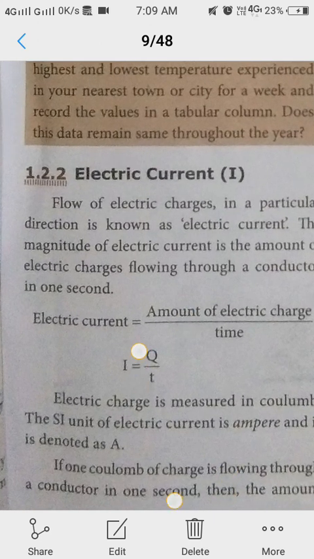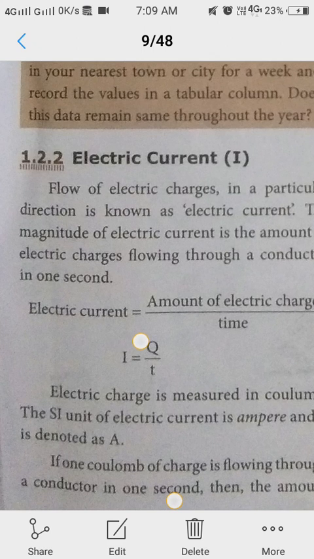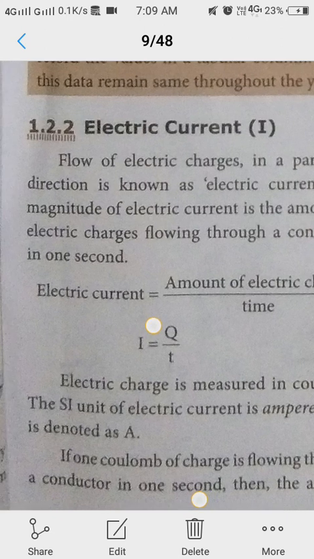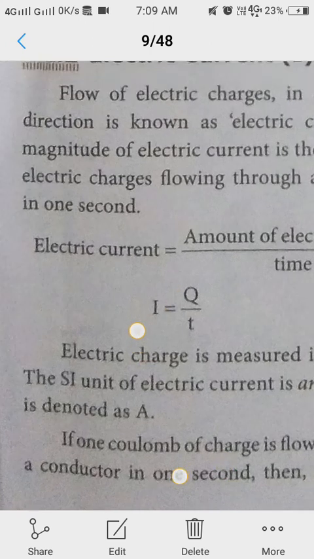Then what's the symbol for ampere? That is capital A. While writing in words, you have to use small letters A-M-P-E-R-E. But when we write it in symbol, you have to use the capital letter. So the symbol for ampere is capital A.